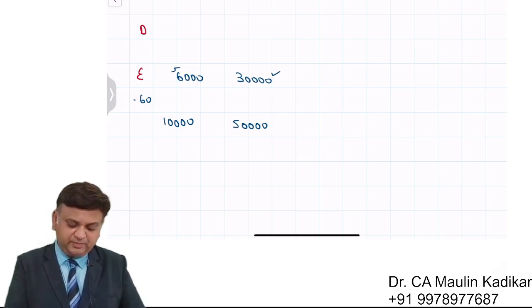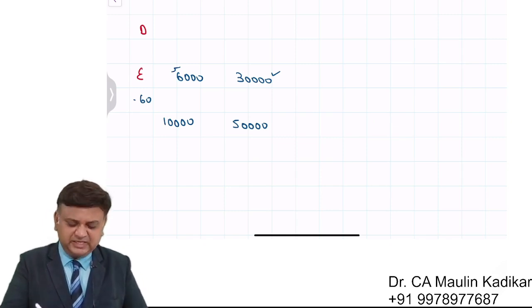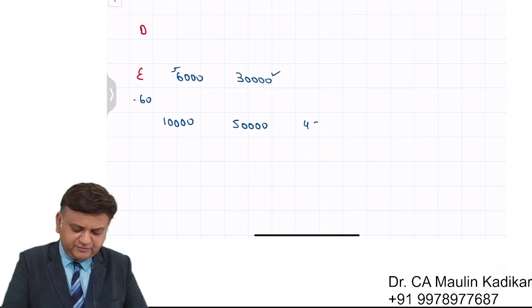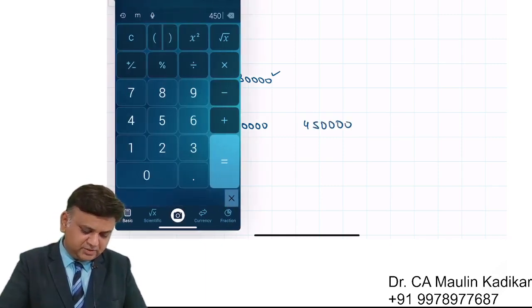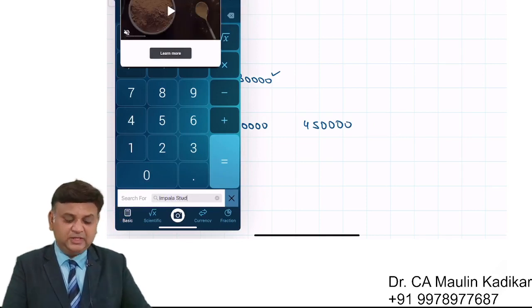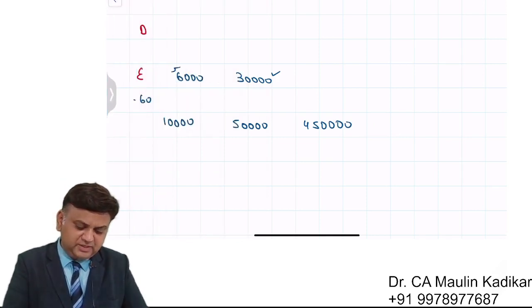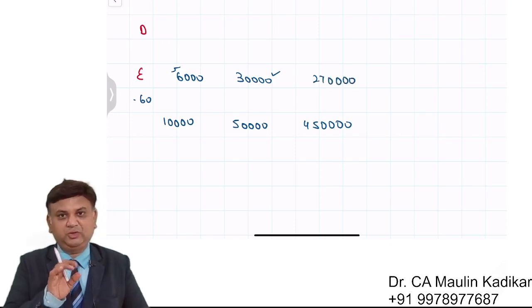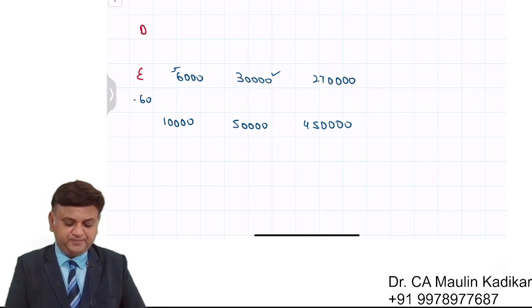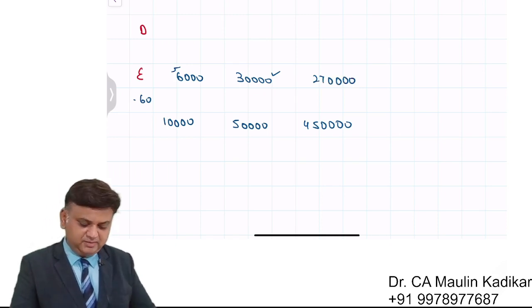Suppose the company is required to make capital investment of, just randomly I am taking, 4,50,000. Then 4,50,000 into 0.6 comes to 2,70,000. So 2,70,000 is exceeding 60,000. So new investment is required to be made. That is what we understand.